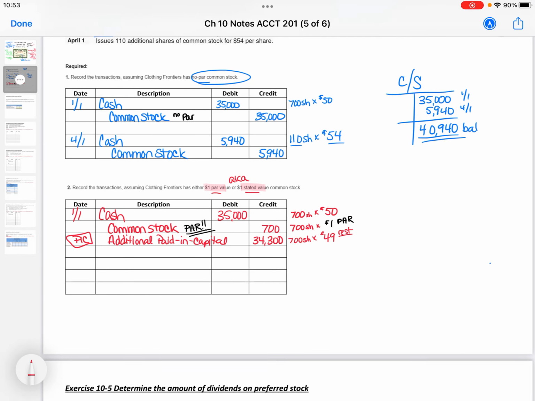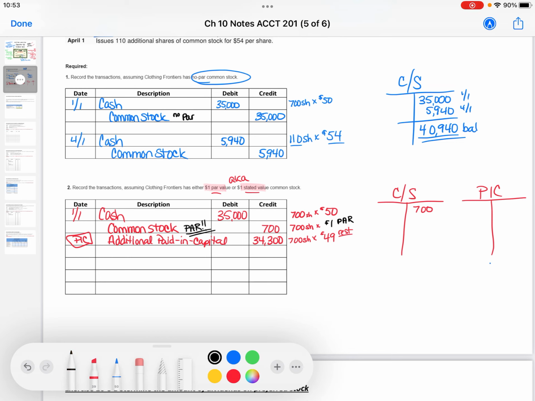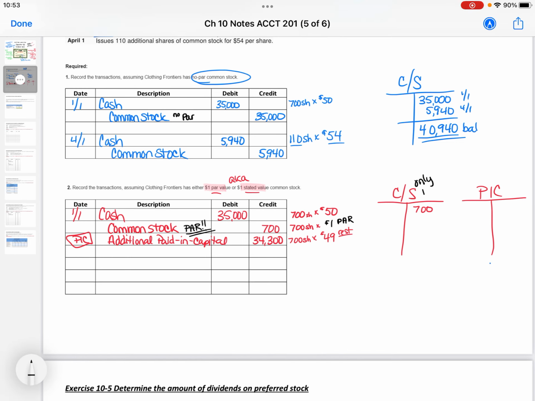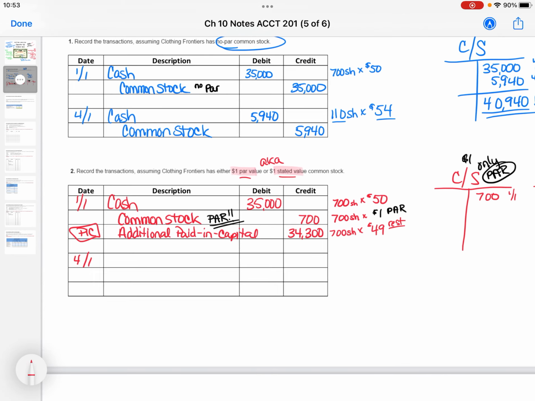Now what's happened is I still have my common stock T account, but I also have this new PIC account. So my common stock T account only has par. So that's really important. Only par or stated, if we have stated, can go in here. So $1 is the only amount that can go in here. So I've got my January 1st $700 entry, and the rest of it is in PIC. And that's January 1st.